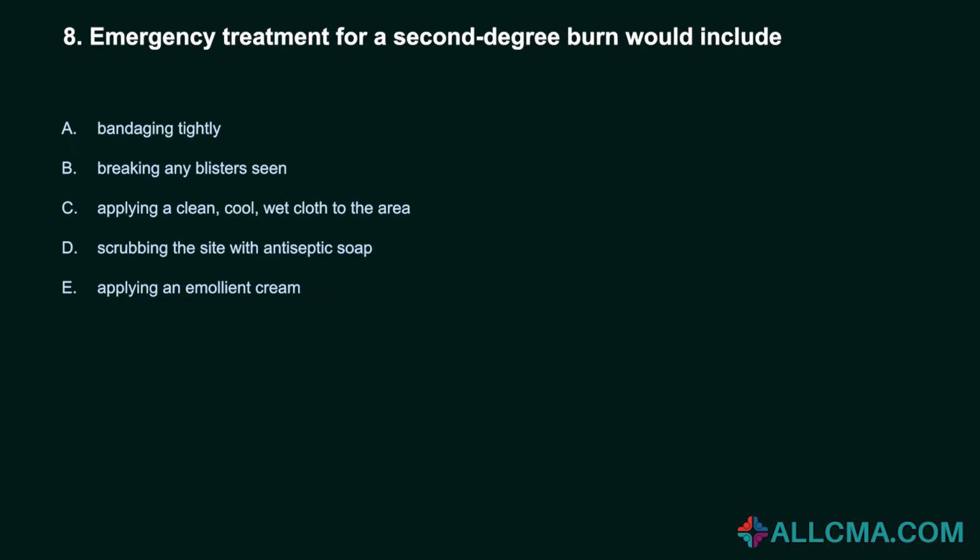8. Emergency treatment for a second-degree burn would include: A. Bandaging tightly. B. Breaking any blisters seen. C. Applying a clean, cool, wet cloth to the area. D. Scrubbing the site with antiseptic soap. E. Applying an emollient cream. Correct answer: C. Applying a clean, cool, wet cloth to the area.